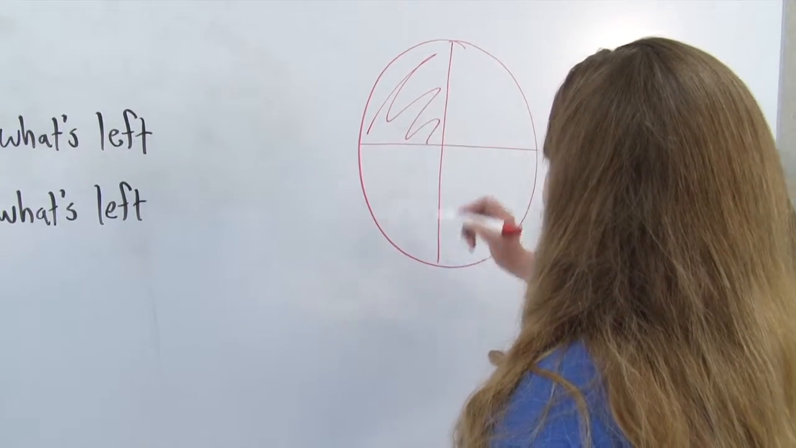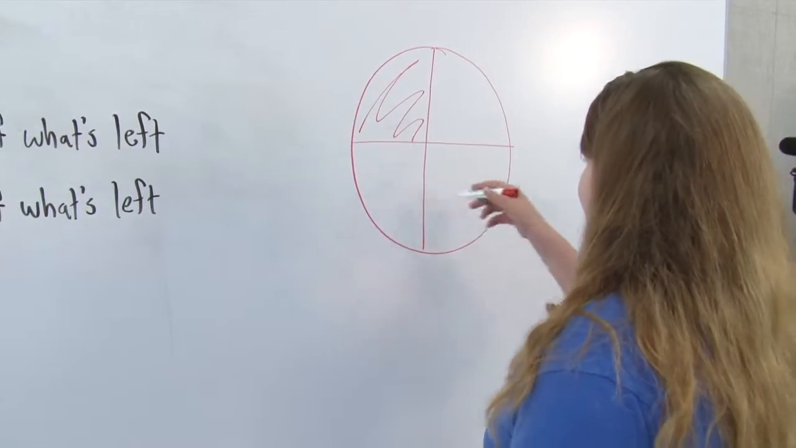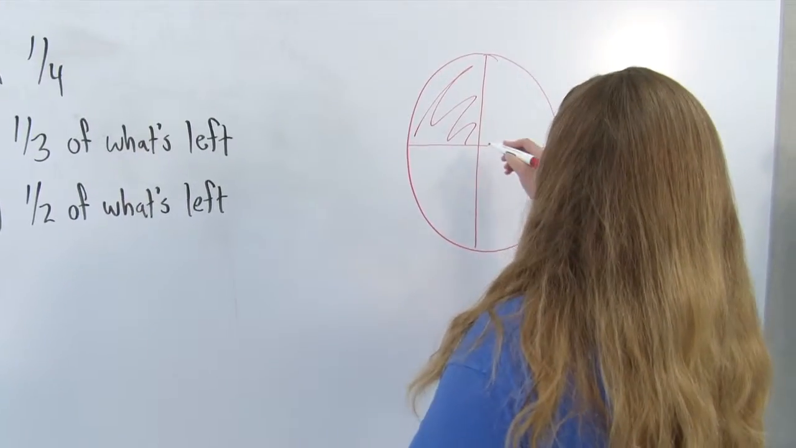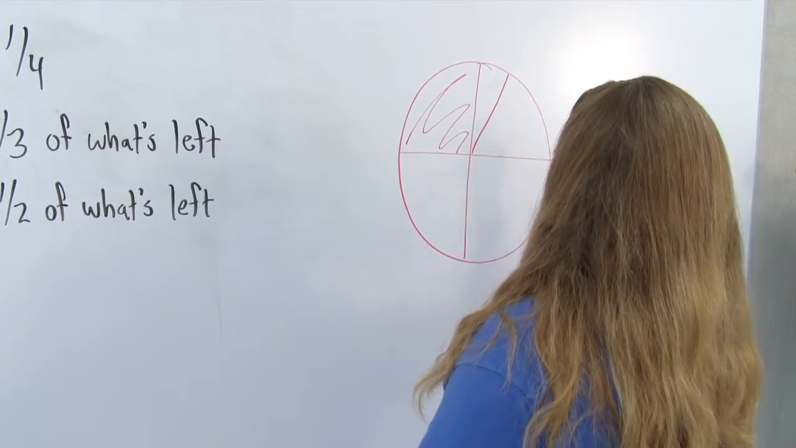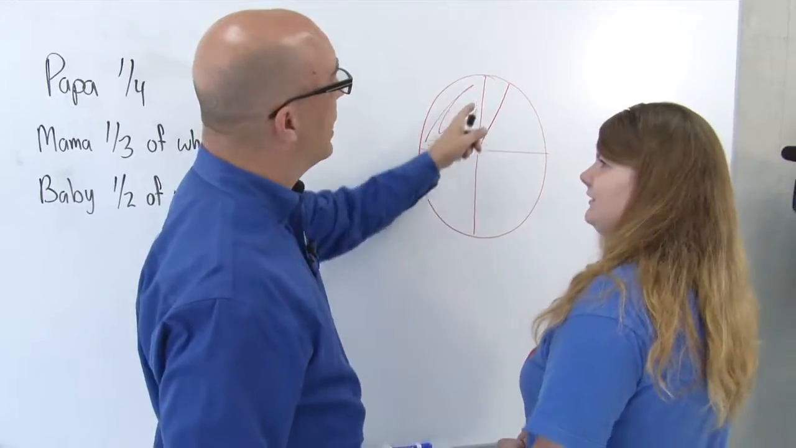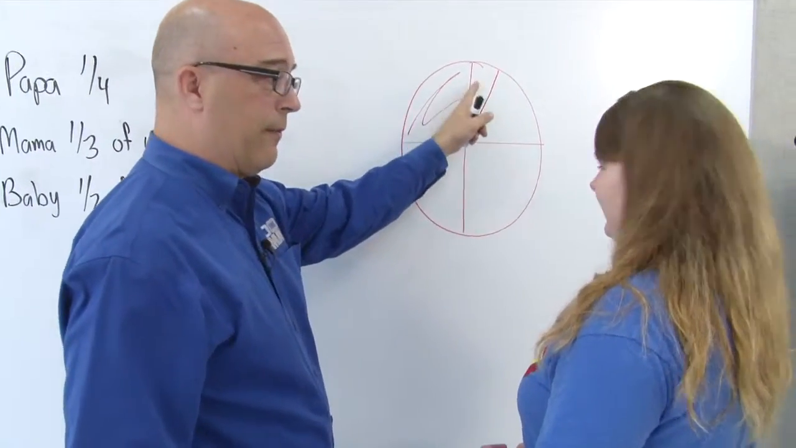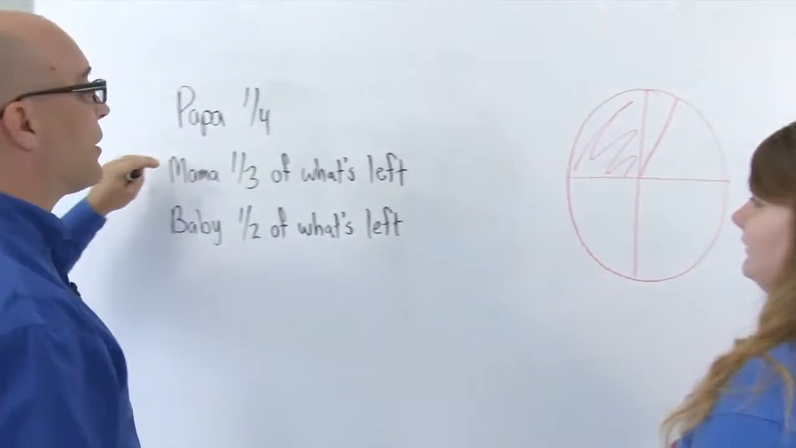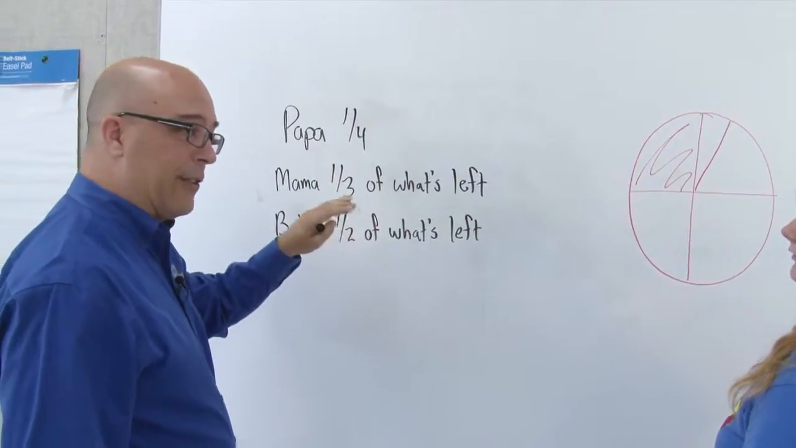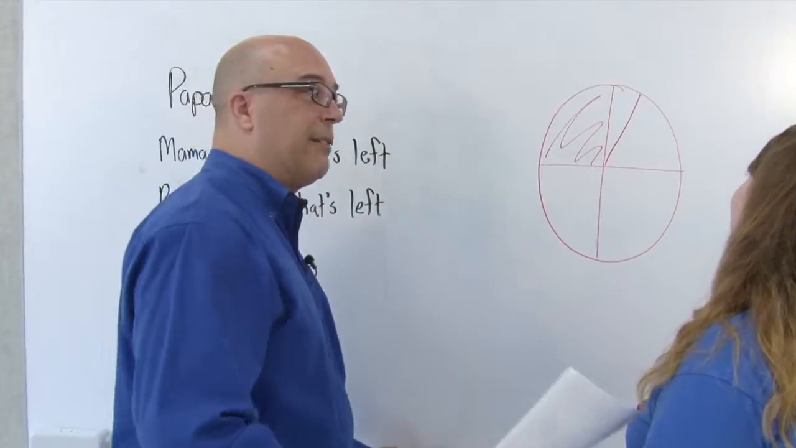And then this part's gone, and this is about what's left. And Mama took 1/3 of what's left, so I'm going to take one piece and take about 1/3, which is right about there. Okay, so it would be 1/3. What you're doing is you're taking 1/3 of a quarter, right? But she ate 1/3 of everything that's left. Oh. See? Makes sense now?